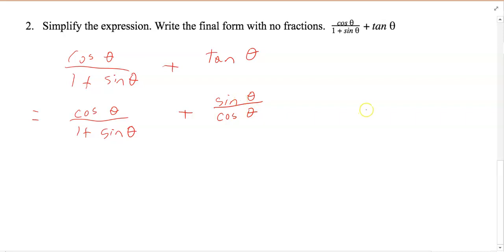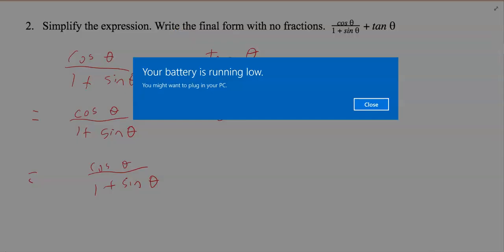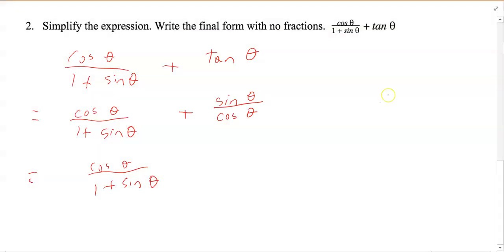The next step is that we want to use our equivalent fractions idea, right, to multiply by the denominator from both sides. So then we have cosine of theta over 1 plus sine of theta. The denominator on this side was cosine of theta, so you multiply this by cosine of theta.